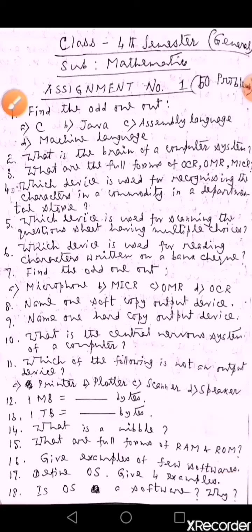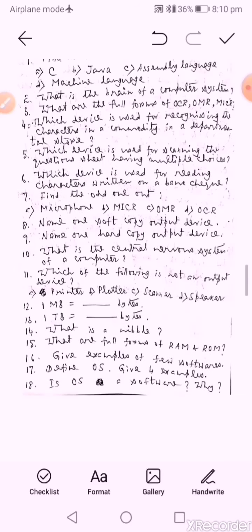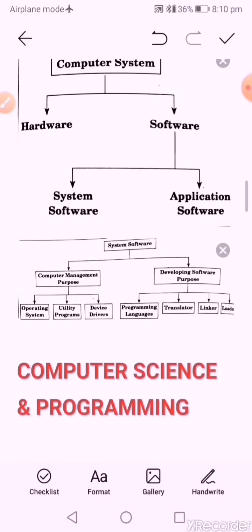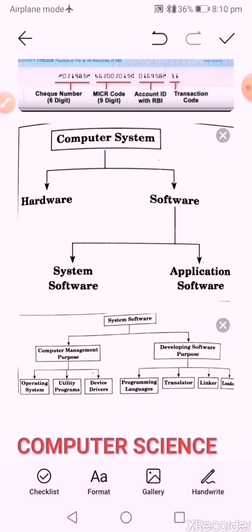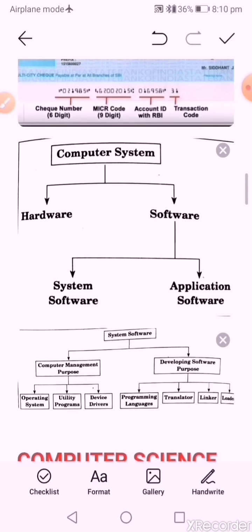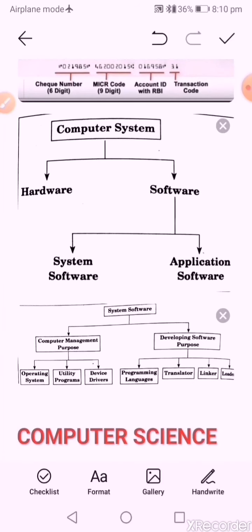Next question. Is operating system a software? Why? Yes, operating system is a software. As I already told, this is a system software. Actually, software is a set of programs which tells the hardware what to do and how to do. Thus, software is an important interface between hardware and users.